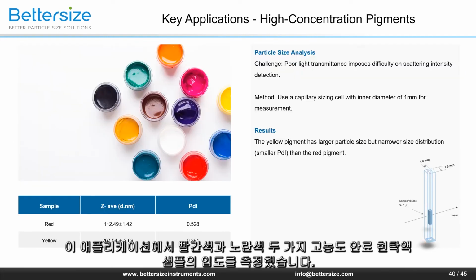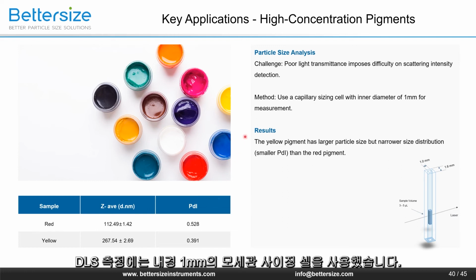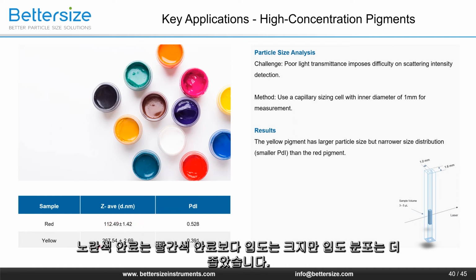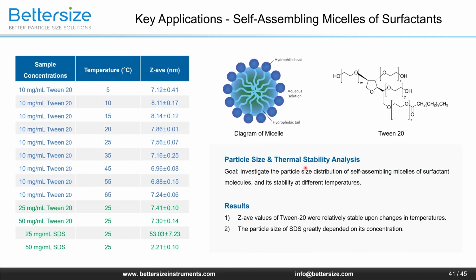In this application, the particle sizes of two high-concentration pigment suspensions, red and yellow samples, were measured. Due to the high concentration and poor light transmittance of the sample, a capillary sizing cell with an inner diameter of 1 mm was used for the DLS measurement. Although both pigment samples were nanometer sized, the yellow pigment sample had a larger particle size, but a narrower size distribution than the red pigment sample. The particle size difference had been discerned accurately.